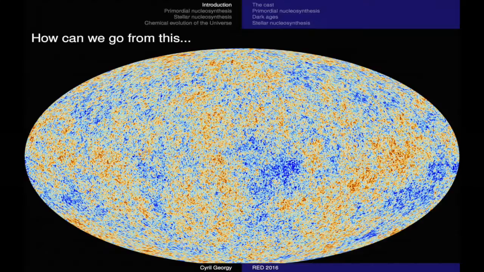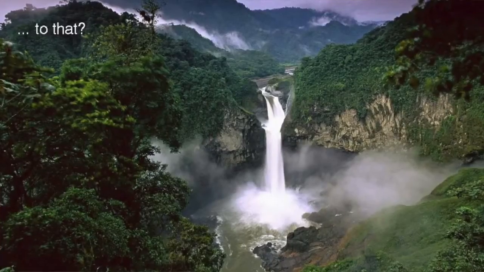So we will start from this view here. That is a picture of the cosmic microwave background. That is basically the first light of the universe that was emitted roughly 400,000 years after what is called the Big Bang, to something like that, which is somewhere in the Amazonian forest in Brazil.